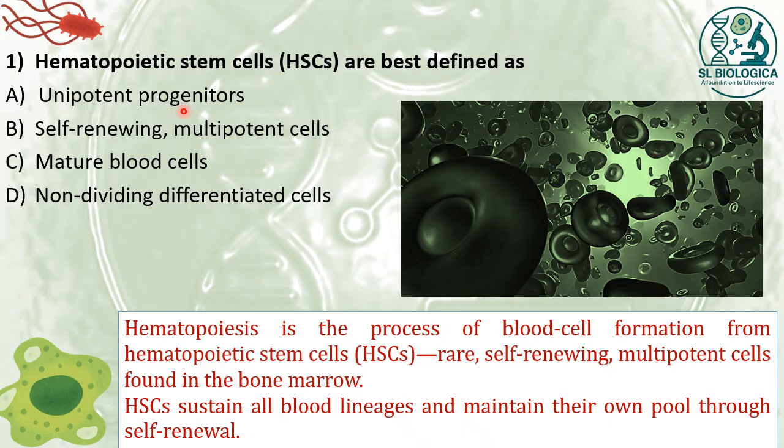So now let's move back to the options available. We have unipotent progenitor as one option. Then we have self-renewing multipotent cells. So here's the answer, self-renewing multipotent cells. HSCs are self-renewing multipotent cells. It's clear from this description itself. So we have the answer as self-renewing multipotent cells. Now let's move to the next question.